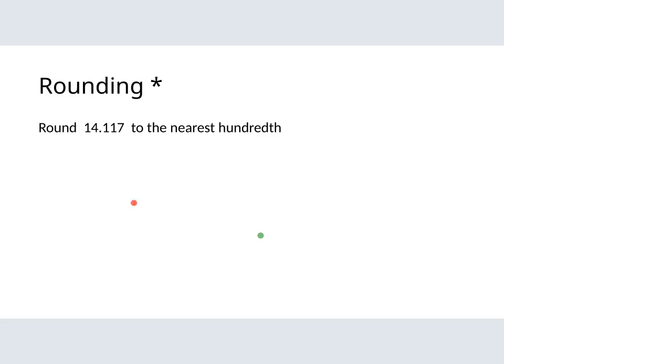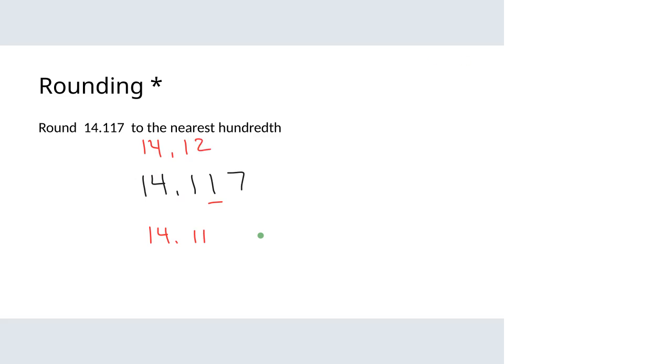Then we have 14.117. We want to round it to the nearest hundredth. So the first thing we do is identify the hundredths place. That's where we're going to round. Our only two choices here are 14.11 or 14.12. We're either rounding down to 14.11 or up to 14.12. And it's a question of which one of those this number is closer to, is really what we're doing.